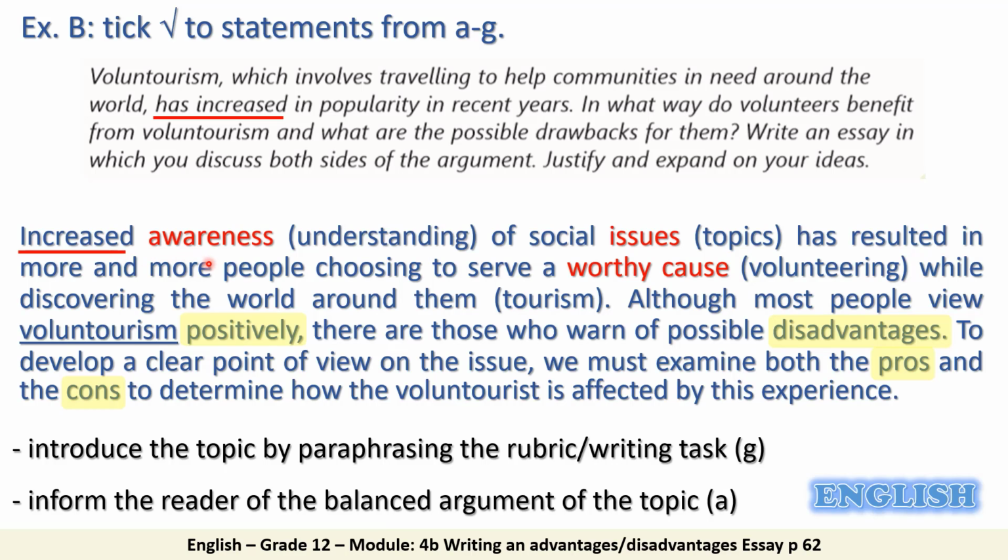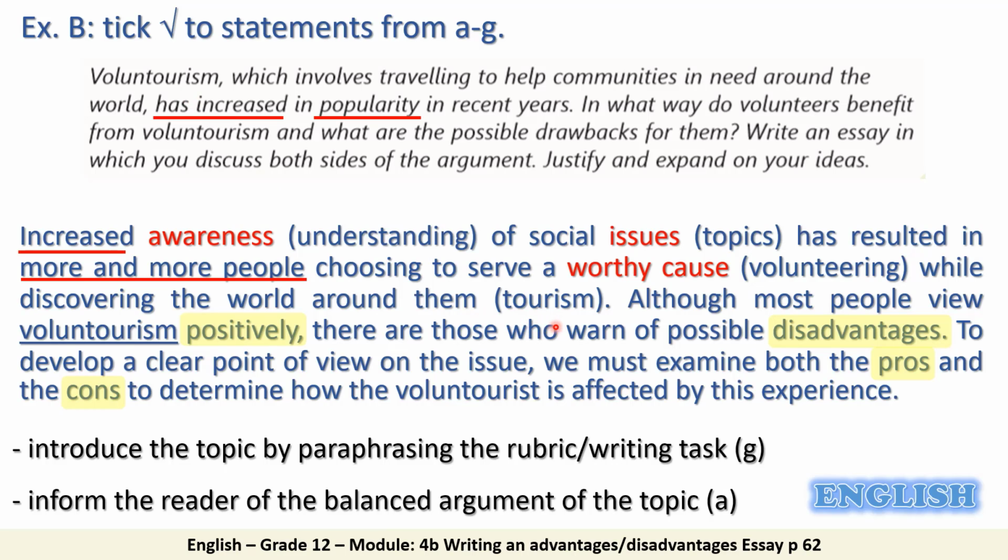Okay, so increased awareness of social issues like voluntarism. This awareness has resulted in more and more people, paraphrasing the word popularity, choosing to serve a worthy cause, which is the first part of voluntarism, volunteering. This is a worthy cause, a noble idea, noble principle, while discovering the world around them, which is the second part of the word voluntarism.